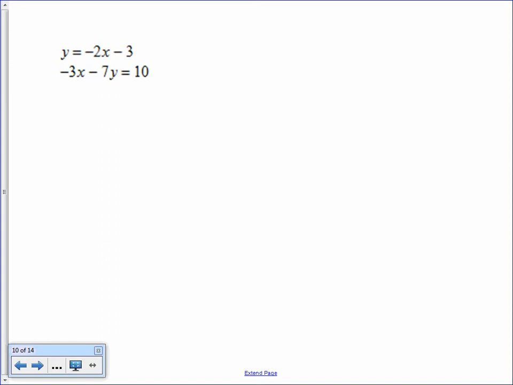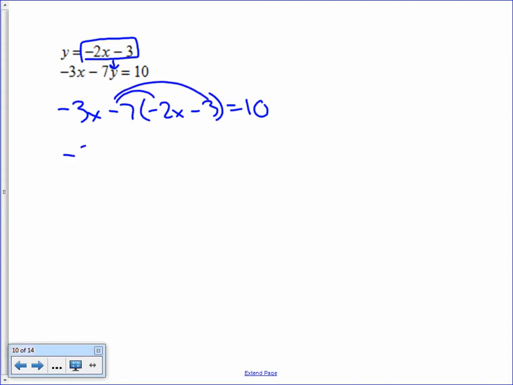So going on to the next one here, you have the y equals negative 2x minus 3. We'll plug that in for y in the other one. So we have a negative 3x minus 7 times a negative 2x minus 3, and that equals 10. Distributing through the negative 7, that'll give me a negative 3x plus 14x plus 21. That equals 10.